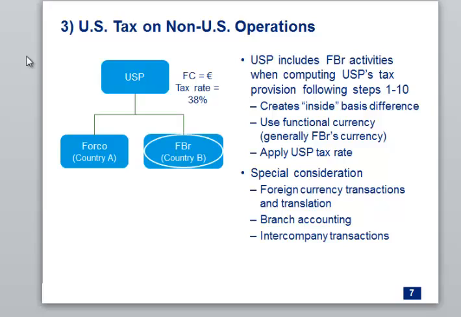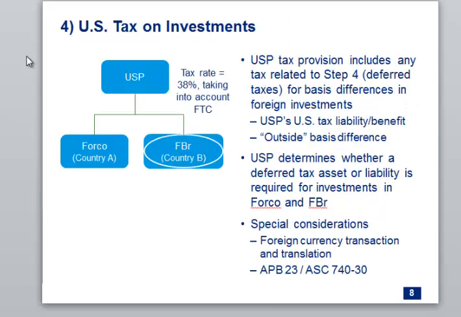Okay, so towards the end of the deck, we'll get into more detail on how accounting for foreign branches works. You see this some, not a lot, so we don't prioritize this down the chain here. Okay, number 4. This is where all the action's at. U.S. tax on investments. I mentioned earlier, this is USP's investments in Foreco and foreign branch. Let's focus more on Foreco for this purpose. So let's do a basic slide here.